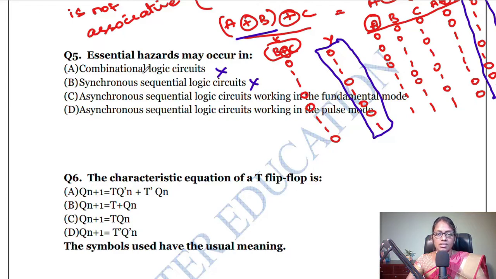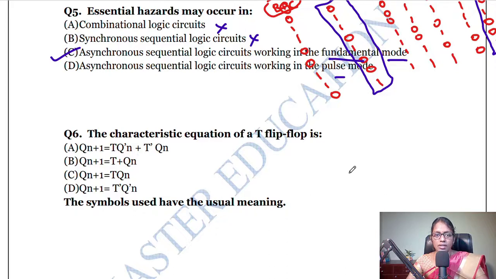An asynchronous sequential logic circuit working in the fundamental mode is the only case where essential hazards may occur. An asynchronous sequential logic circuit working in pulse mode, whenever the clock pulse is there, will not have any essential hazards. So option C is the correct answer.